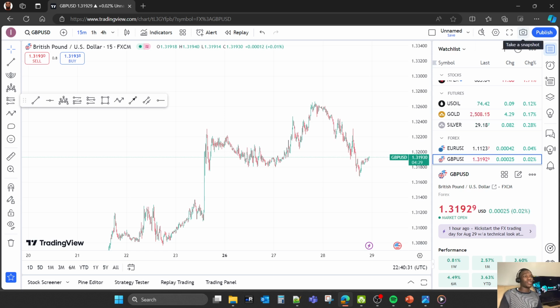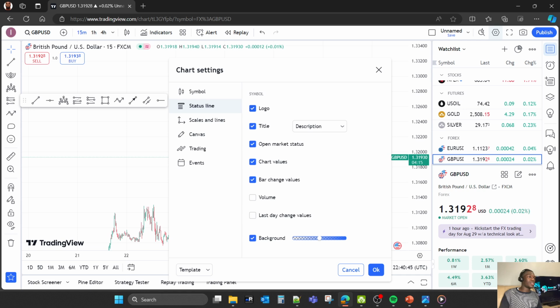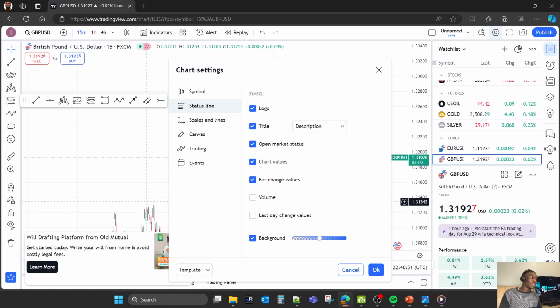Most of the people, they don't use it. And then there's this full screen mode, and then settings. On settings, you might want to click on it whenever you want something. Let's say events, trading, status line, everything like that, logs, open market, and then chart value, and then bar chart, and then background, a lot of stuff. But remember, you don't get to use all these stuff.